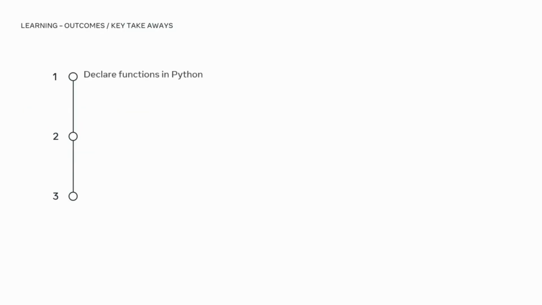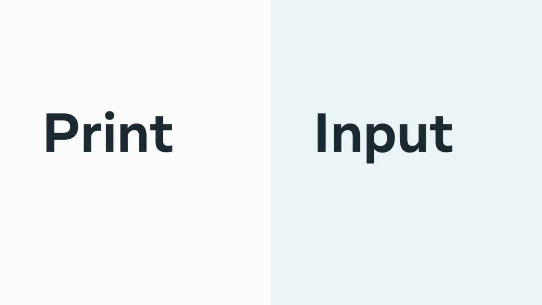By the end of this video, you'll be able to declare a function in Python, pass data into a function, and return data from a function. A Python function is a modular piece of code that can be reused repeatedly. You've used some Python functions already in this course, such as print and input. Both are functions, and each one has a specific task or action to complete. The input function will accept parameters too, but will also accept input from the user.